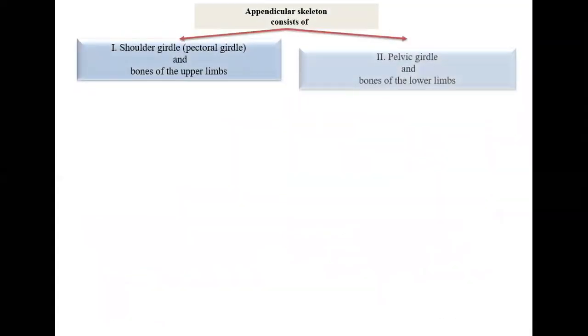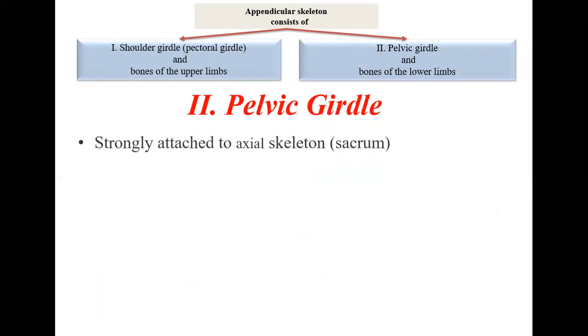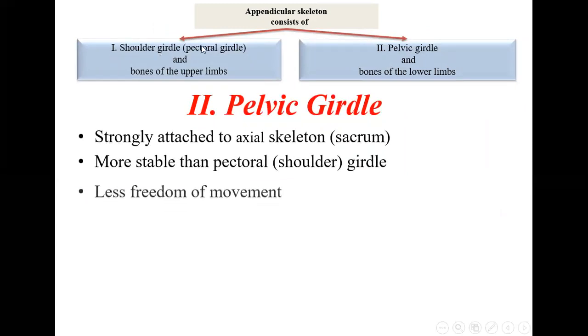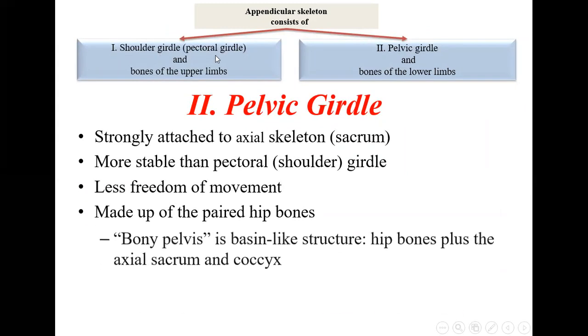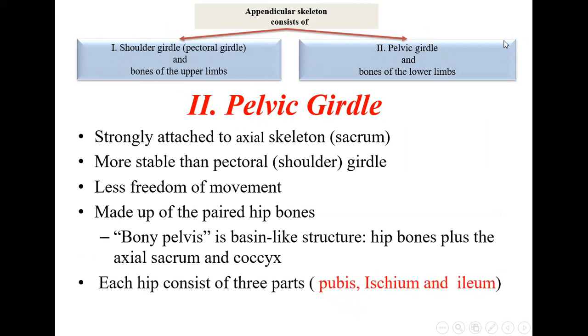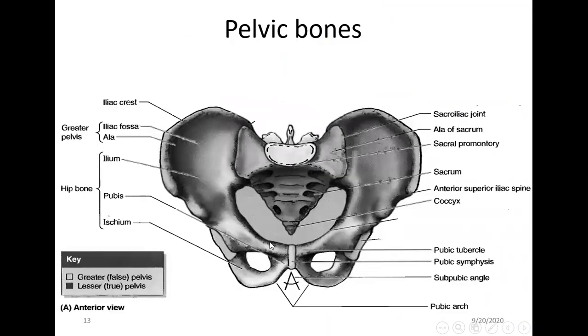Now, going to the second part, that is the pelvic girdle. We have seen the shoulder girdle with the bones of the upper limb. Now we are going to the pelvic girdle with the bones of the lower limb. The pelvic girdle is strongly attached to the axial skeleton through the sacrum, as we have seen. So this is called the sacrum here, and above it will be the vertebra.